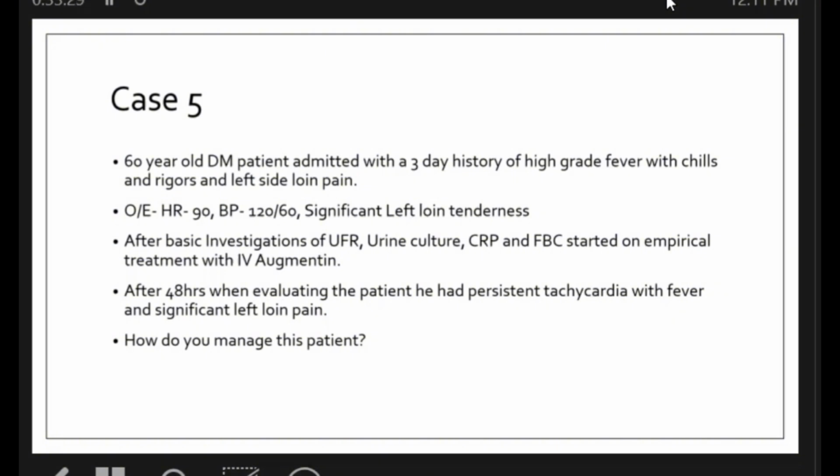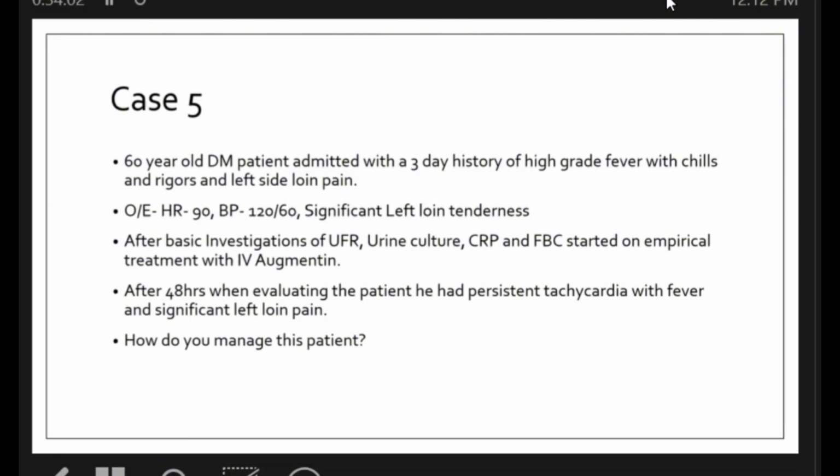The basic concept with urinary infection is that once you start the antibiotic, there should be dramatic improvement within 48 hours. That is the rule of thumb. If the patient has not improved within 48 hours, what do you do? What are the possibilities? Before that, the patient could have antibiotic resistance.